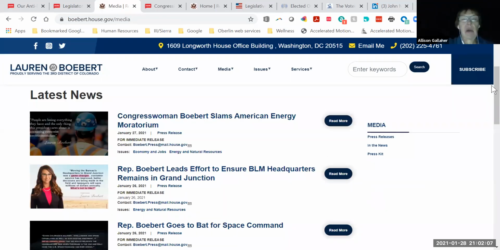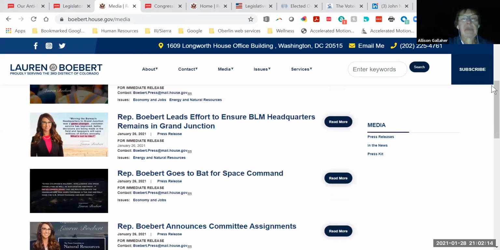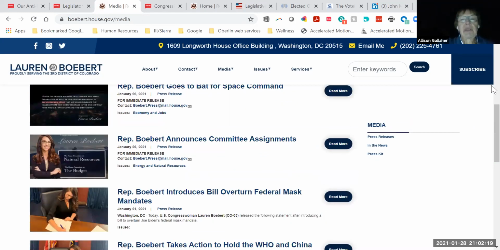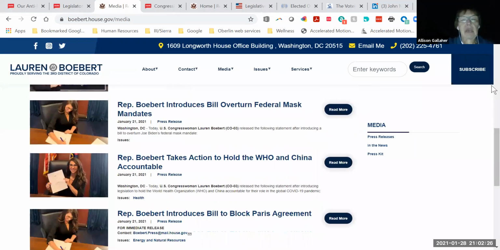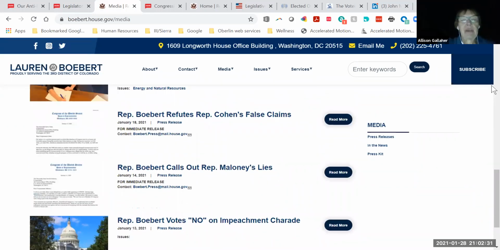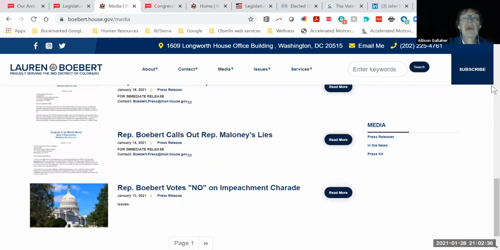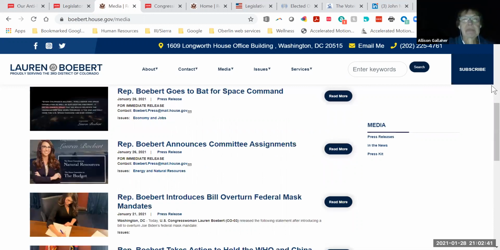So she is not happy with certain energy decisions that are being made. She's in favor of the Space Command. She wants to overturn the federal mask mandate. She wants to hold the WHO and China accountable. It looks like she's gotten into a little bit of some battles with some fellow representatives. She voted no on the articles of impeachment. So you can start getting a sense of where she stands on things based on some of these news releases.